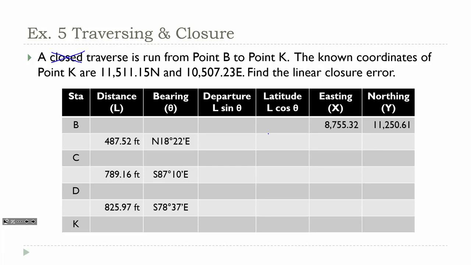So we'll scratch that out. A traverse is run from point B to point K, and we have some known coordinates at the end for comparison purposes. Actually, I do have the equations on here. So the departure, let's try to draw this. So this is north and to the east. If we've got point B here, point C is going to be somewhere up here.